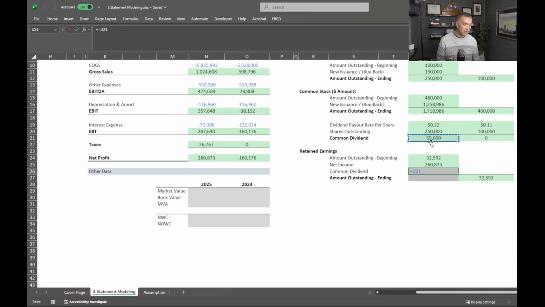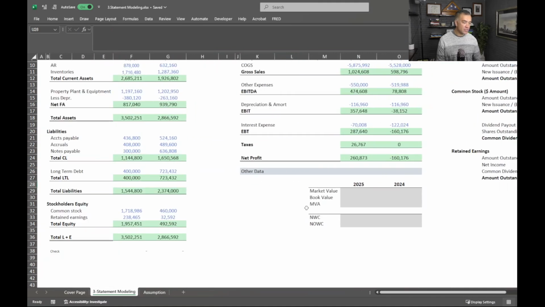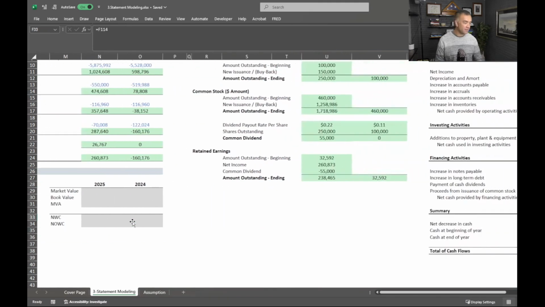So put a negative. 55,000 of that is getting paid to the shareholders, which means the ending balance of retained earnings must be the retained earnings you're bringing in from the previous year plus the money we made in 2025 minus the dividends paid, right? If I took that 206,000 minus the 55,000, that's the additional retained earnings. So I'm just going to sum that up, and that's the 238,465 that we have, and that's correct, 238,465.